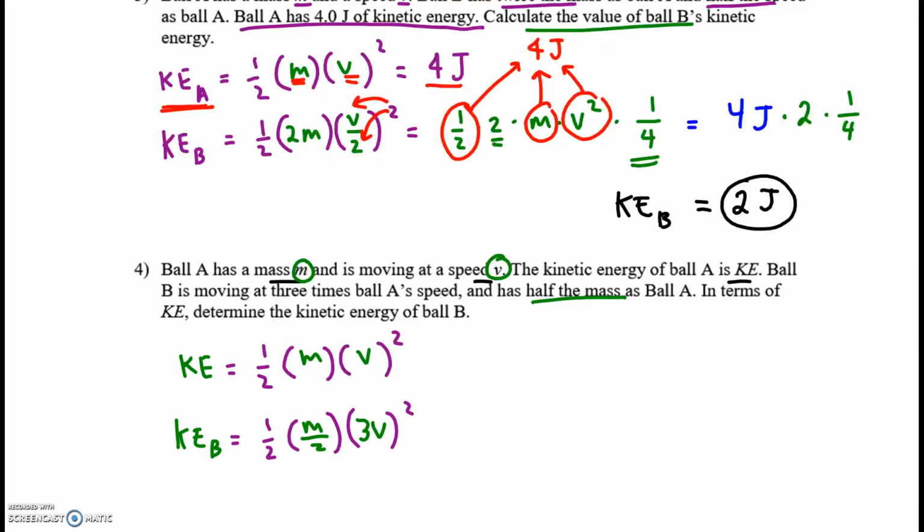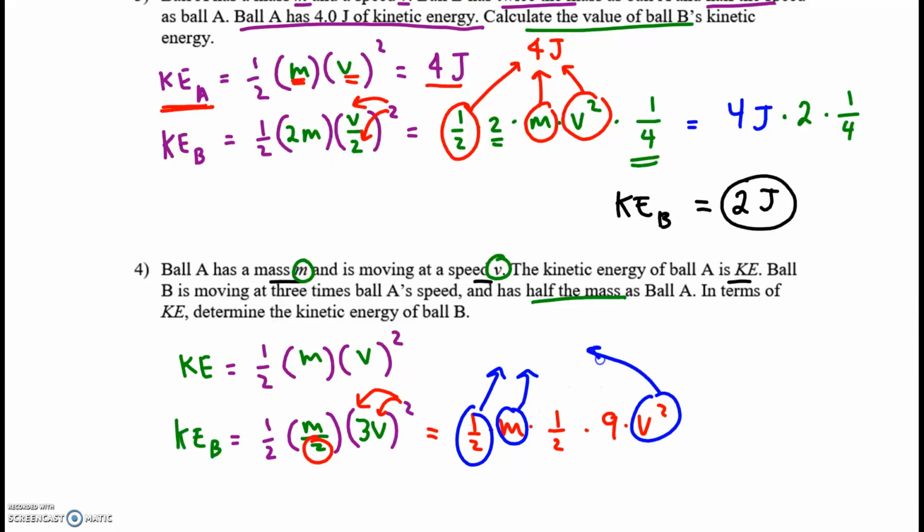So just like before, we're going to have to distribute the squared. That's always our first step. And we have 1/2 times an m times another 1/2 times 3 squared, which is 9, times v squared. Now I can substitute. I find 1/2 m v squared. I've got the original m, I've got the original v, so the 1/2 m v squared makes the original KE value. When I substitute, I have KE times 1/2 times 9, or 9/2 KE.